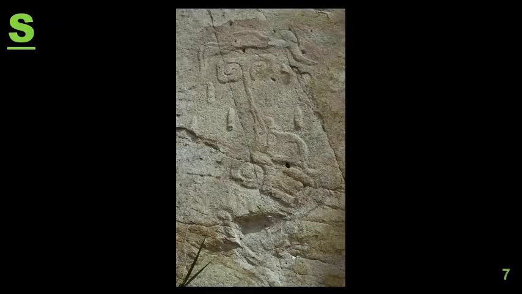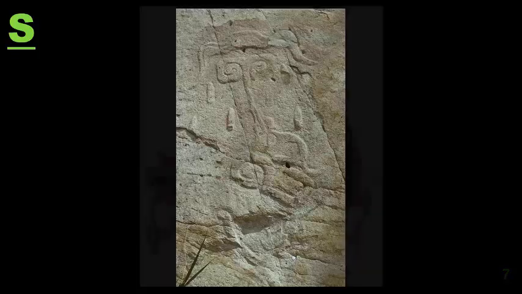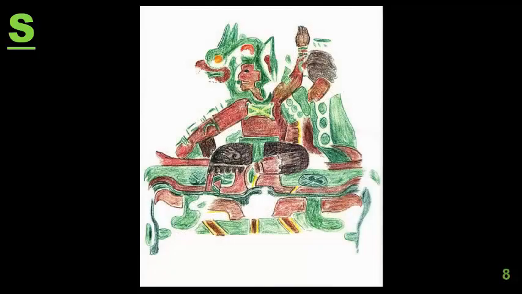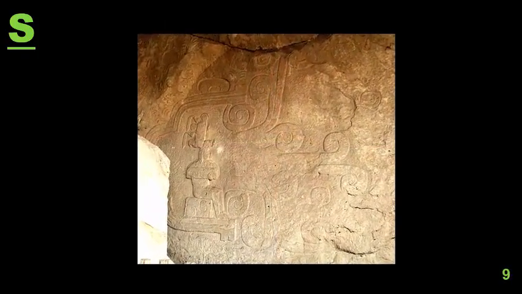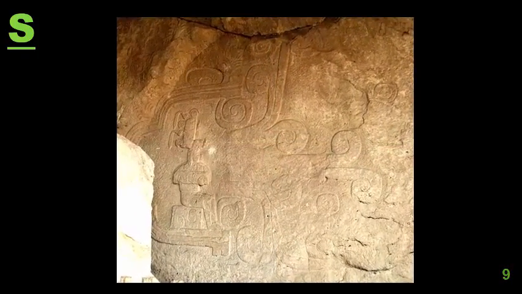S is for social structure. Recreating a detailed record of the social world of the ancient Olmec relies primarily on interpreting the pictographs they left behind. Archaeologists have concluded that Olmec society was striated, based on power and elitism, from interpreting the pictographs on cave walls.